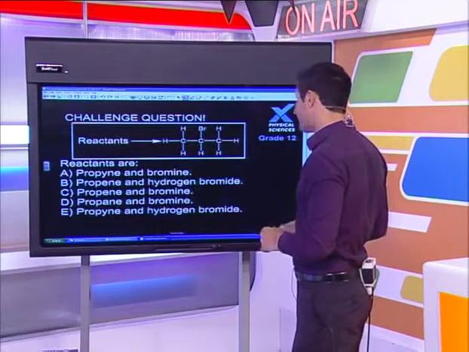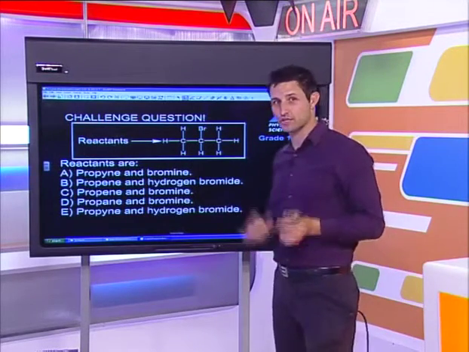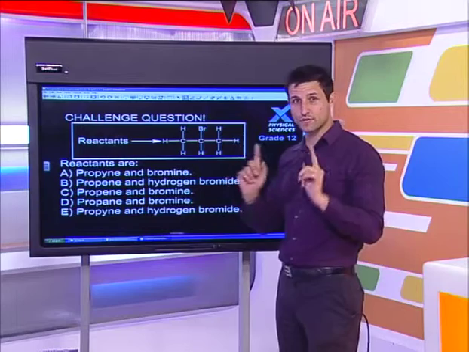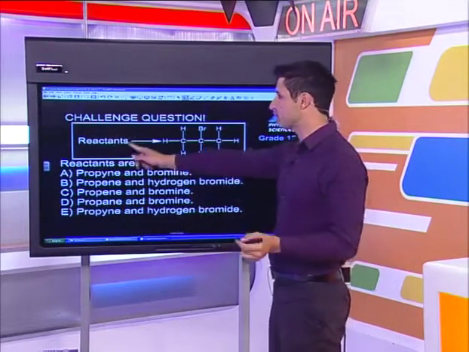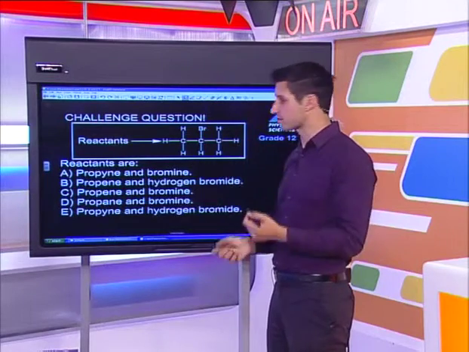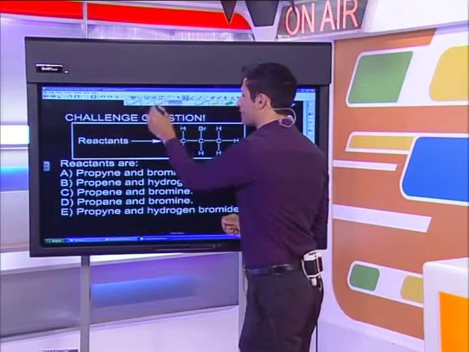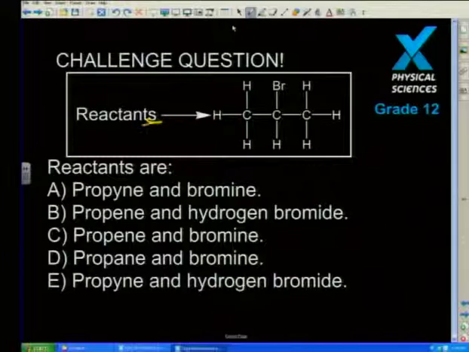Okay, so there it is. I've gone back to my challenge question. Here it is. Now, this should be your clue. Now, I've got reactants. That means that there is more than one reactant. So that's one of the clues which I gave you. So I have more than one reactant. Now, that's one of the clues that I should be getting.